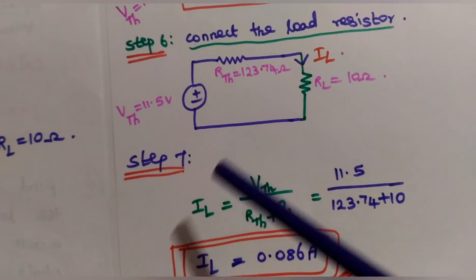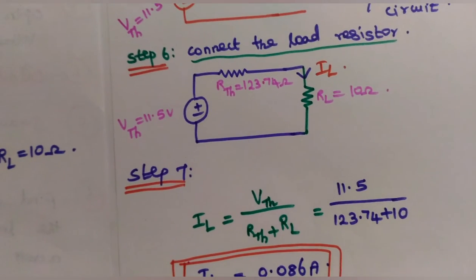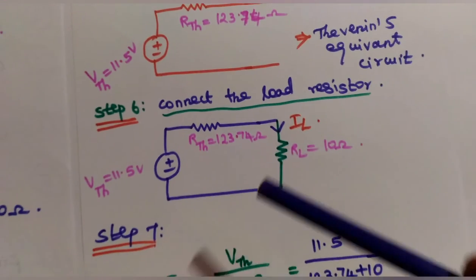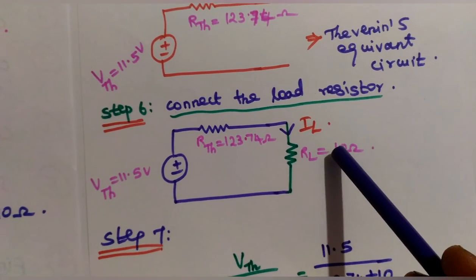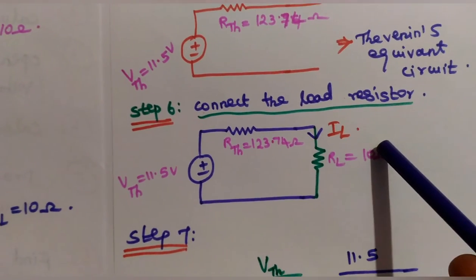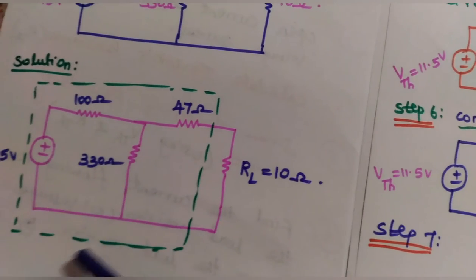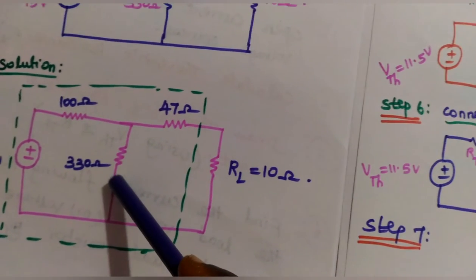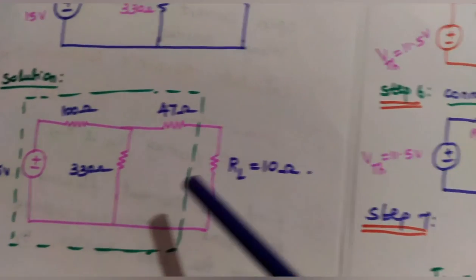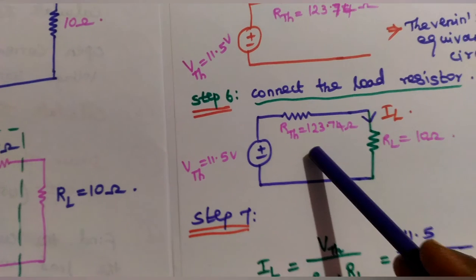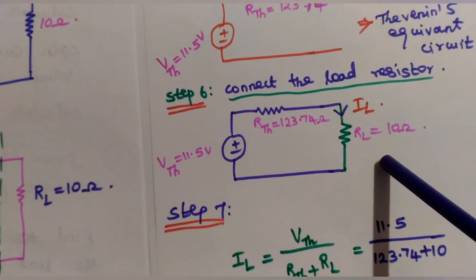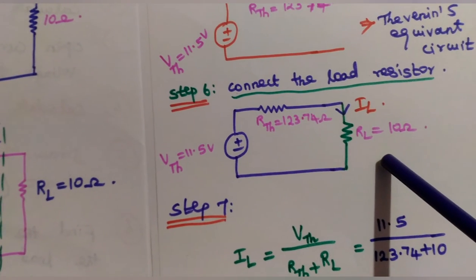This is the simple way of calculating the current or voltage across the load resistance. Here I am connecting RL equal to 10 ohm, but the load may be any value. It may be 50 ohm or 5 ohms. This portion is already calculated. Once the Thevenin's equivalent circuit is obtained, we can connect any value of load resistance at the end of the same Thevenin's equivalent circuit, so that we can easily identify the value of current flowing through the resistance.